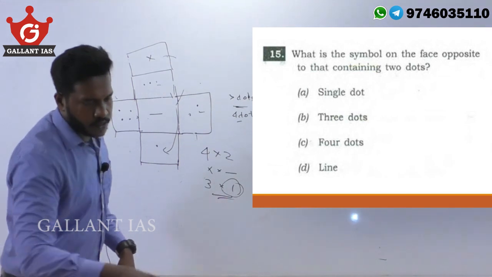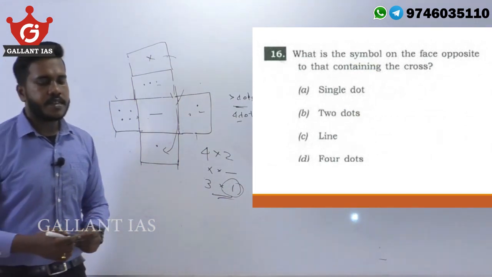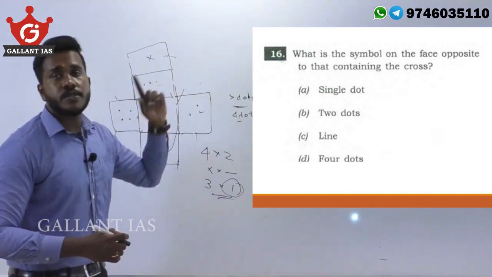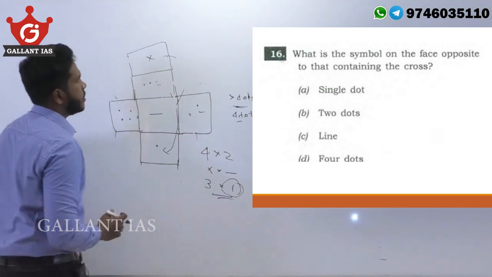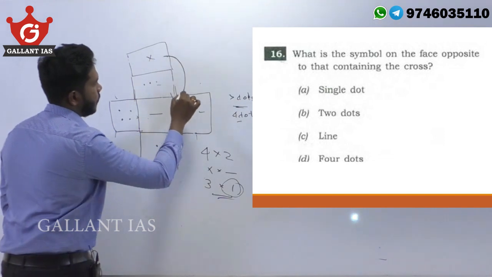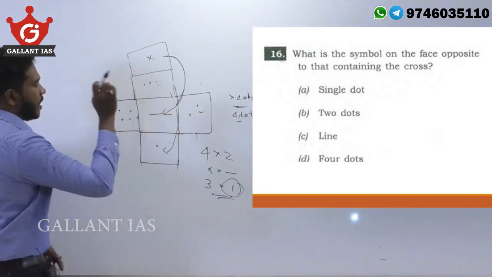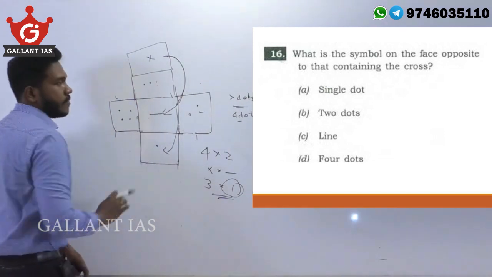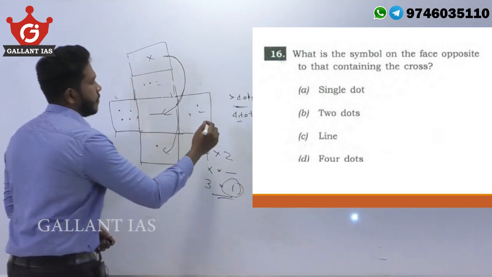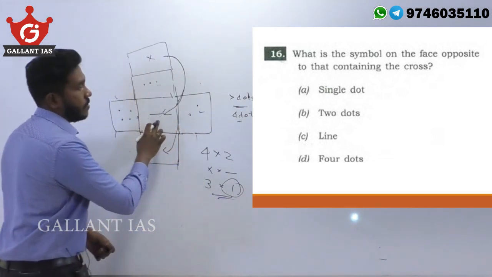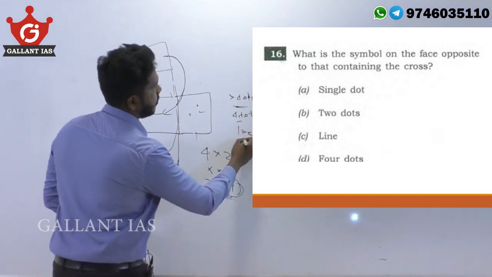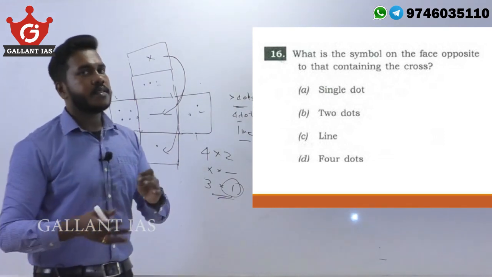Okay. What is the symbol on the face opposite to that containing a cross? Now check this figure. In this figure we had found that the face containing cross forms an alternative with the face containing value line. So we know that alternative faces will always be opposite to each other, right? So the face containing cross will be opposite to the face containing value line. So our answer will be what? C, line, right? Okay. So we are done with 3 questions.